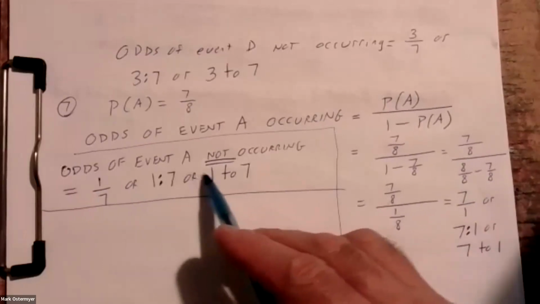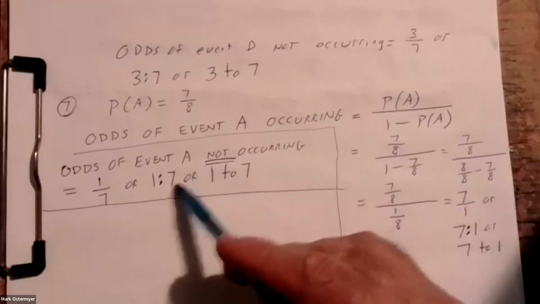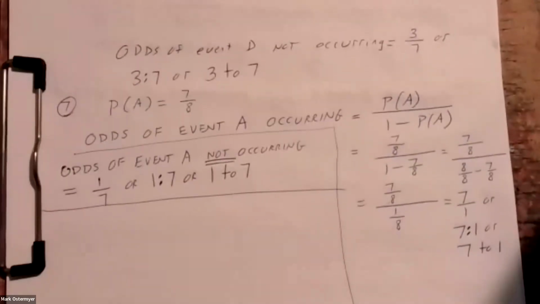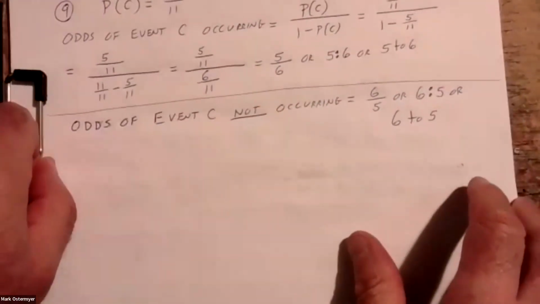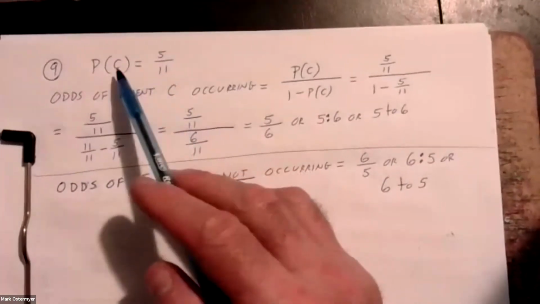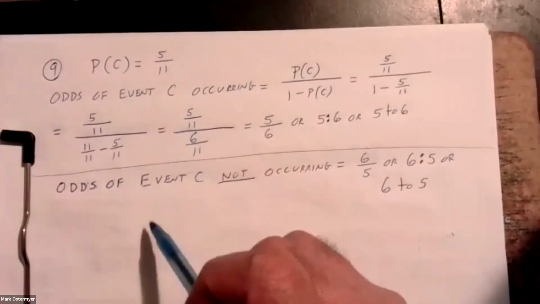The odds of event A not occurring would be 1 to 7 odds, expressed any one of those 3 ways. Did anybody get this? I did. Yes. All right, so we're having some success now in moving from probabilities to odds. Number 9, the probability of some event C occurring is 5 over 11.